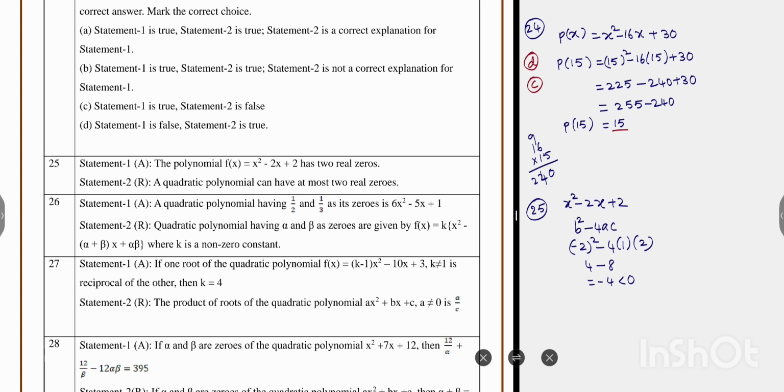So when the discriminant is less than 0, the roots are imaginary, no real roots will be there. But the statement says it has two real zeros. So the assertion is false. And a quadratic polynomial can have at most two real zeros. That is true. It can have two at most, but a minimum it can have is 0 also. So the assertion is false, the reason is true. So which option? Option C is correct.